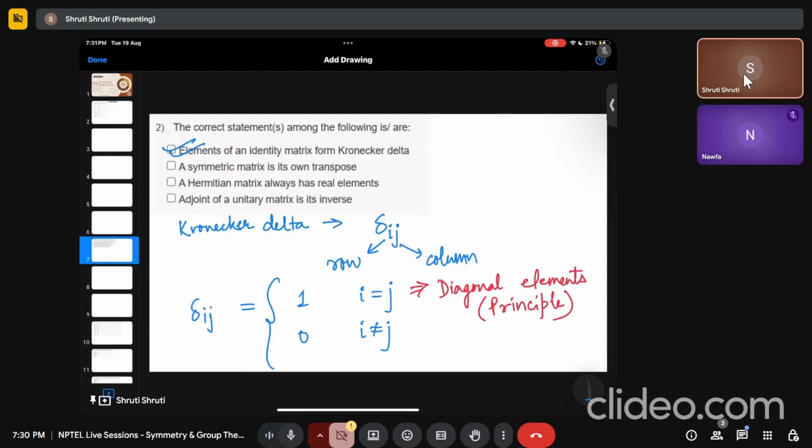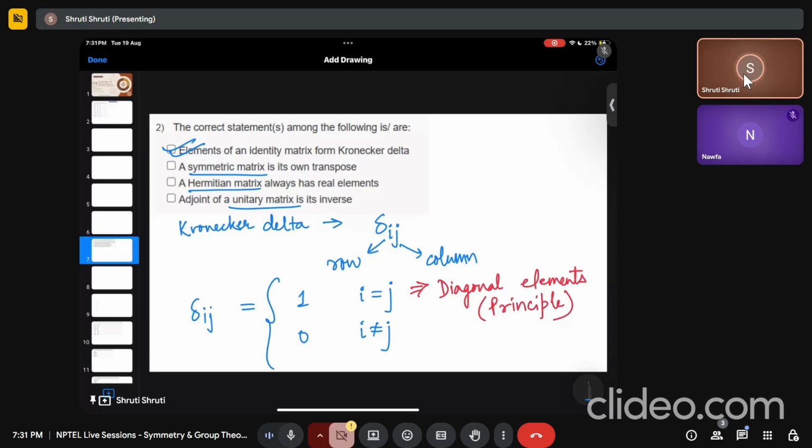Okay. Now tell about the others. How many types of matrices do you know? So here you have symmetric, Hermitian, unitary. Do you know about all these matrices? What are their properties? Yes, ma'am. Okay.